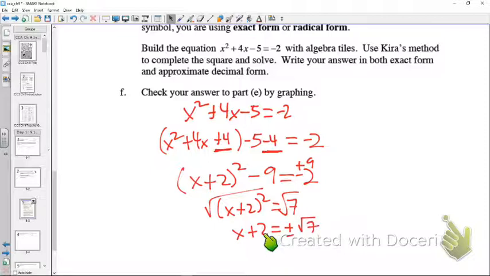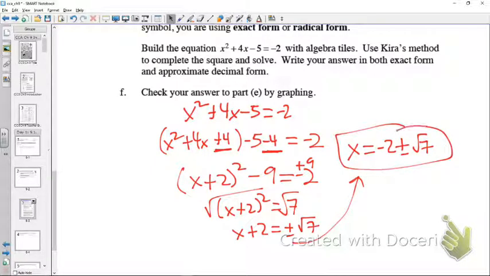And finally, move that 2 over. I ran out of room here, so let me move it up. X equals negative 2 plus or minus radical 7. Again, this is called radical form or exact form. Right? Let's write both of those down. Exact form, radical form. And especially on your tests, when I don't let you use a calculator, this is what I'm expecting.